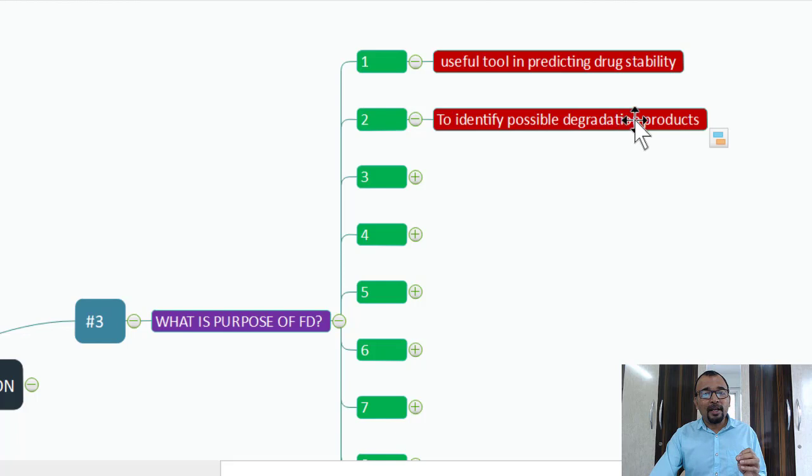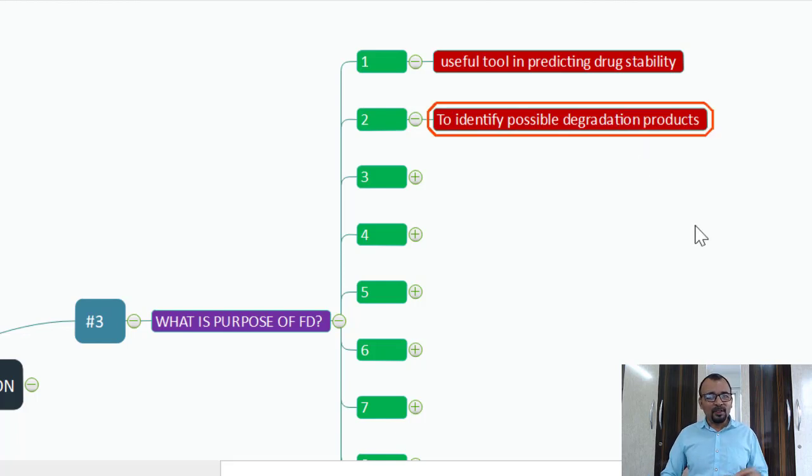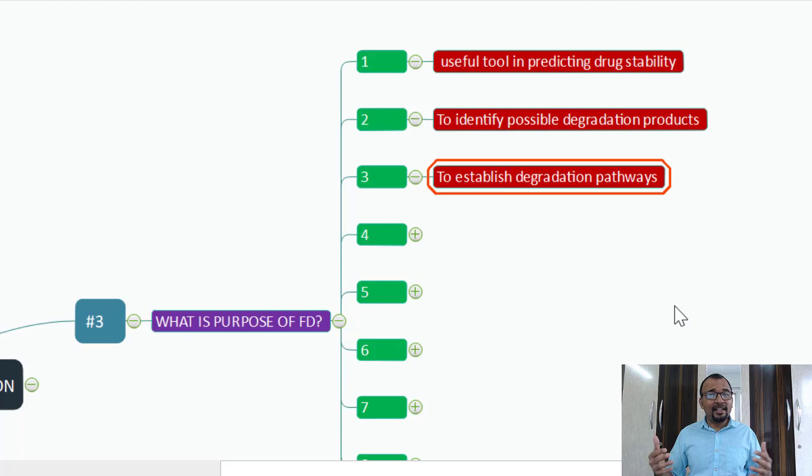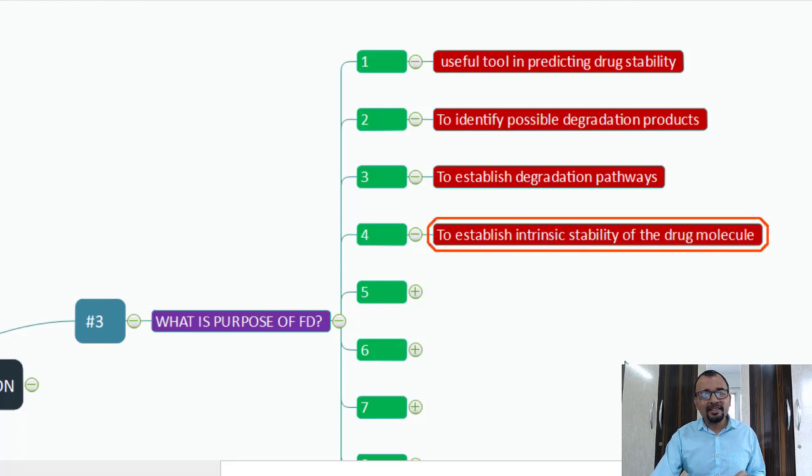The second is to identify possible degradation products. Once we expose the product at the designed stress conditions, maybe let us say thermal degradation, what are the possible degradants we are getting out of that? This is going to give you a list of the possible degradants during the different stress conditions. The third one is to establish degradation pathways. You can easily identify whether this is an acid hydrolysis product or this is a thermal degradant, based on the study. So the pathways of degradation can be easily identified to establish intrinsic stability of the drug molecule.